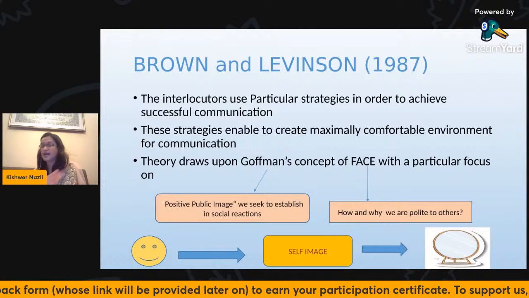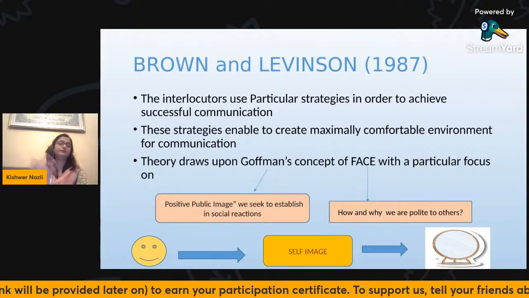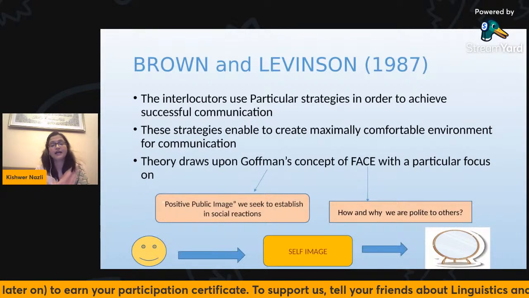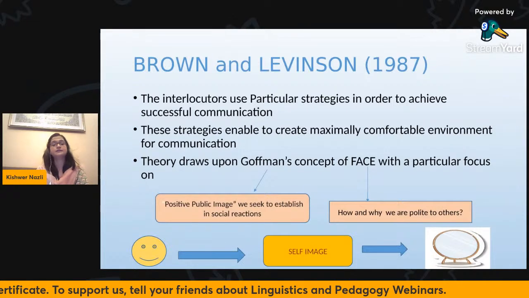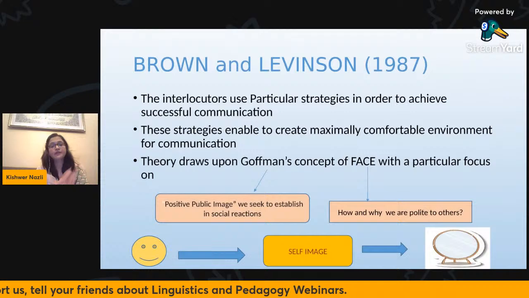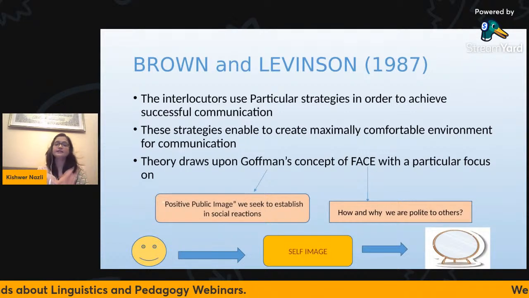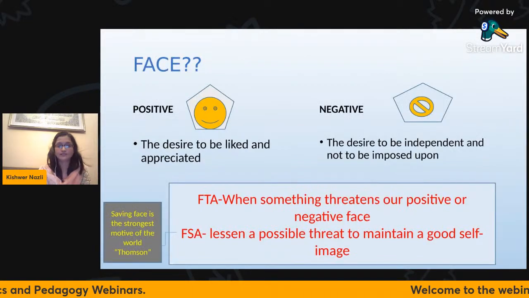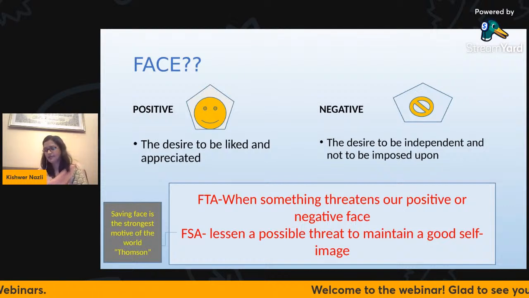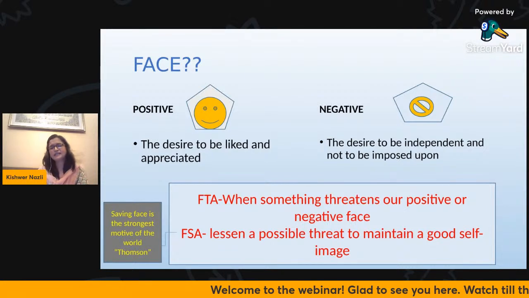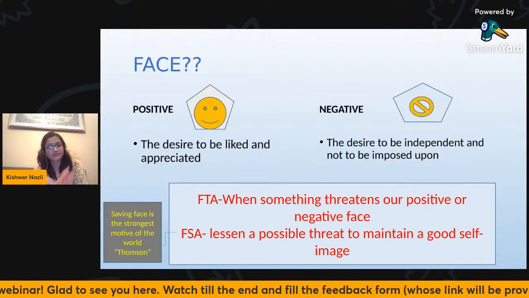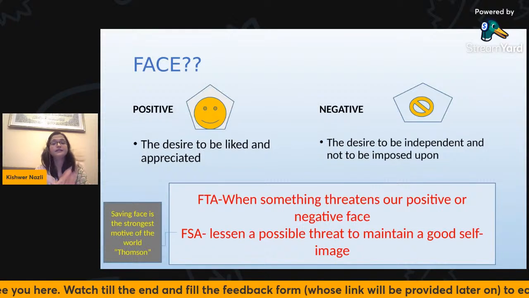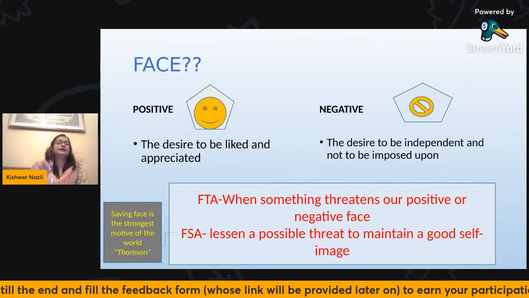Like, when we ask something of our teacher, we are fearful: what happens if she rejects us, what happens if she answers me in the negative? So we are very careful. So basically we have two types of face: positive face and negative face. The positive face is the need to be appreciated, loved, included. So this is a positive face. The desire to be independent and not to be imposed upon, this is negative face.